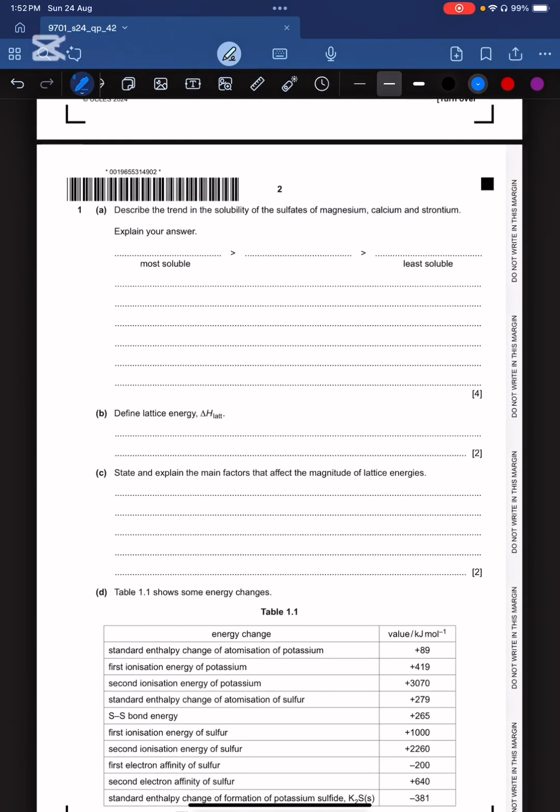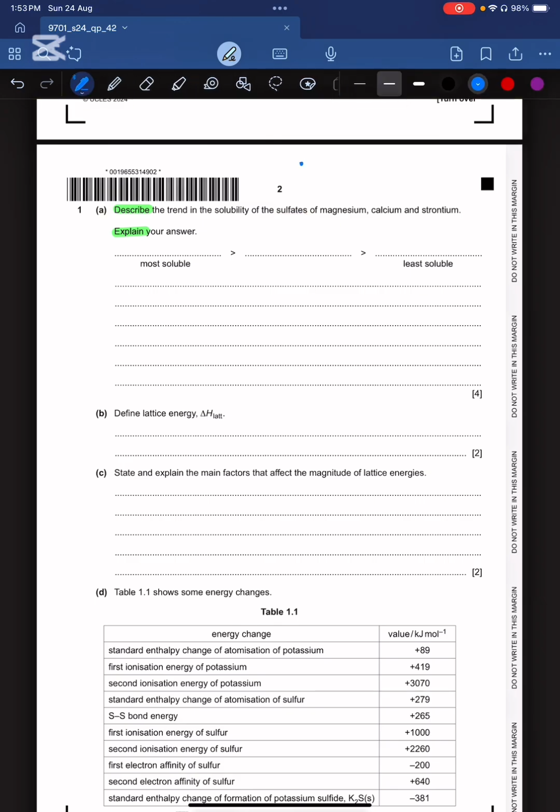Now, let's carefully understand what the question is trying to ask us. Firstly, we need to underline the command words, describe and explain. So now it's asking us to describe a phenomena and then explain the phenomena using the knowledge that we have. Describe the trend in the solubility of the sulfates of magnesium, calcium, and strontium. If you have been learning correctly, and according to the syllabus, we should know by this point that solubility of sulfates decreases on the way.